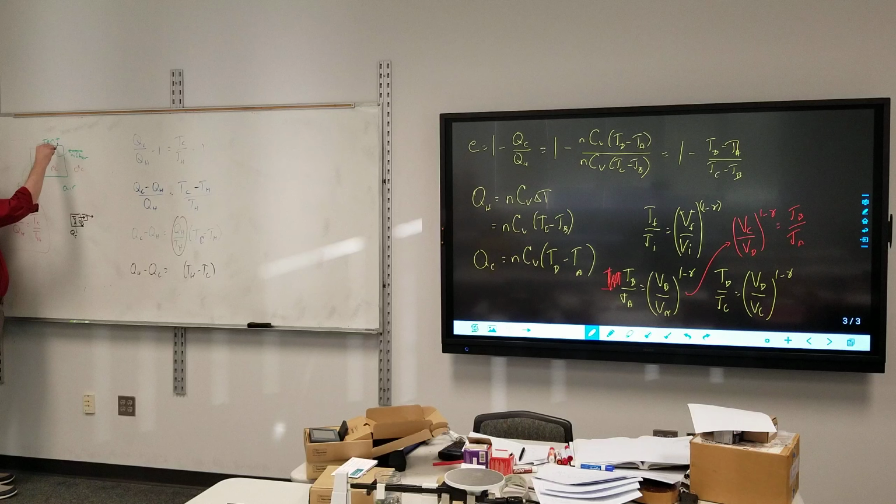So I've got T hot right there. This is QH. And then in the tent, and then outside, I've got, I'll just call it T0, the temperature of the air. It's not the hottest or the coolest.